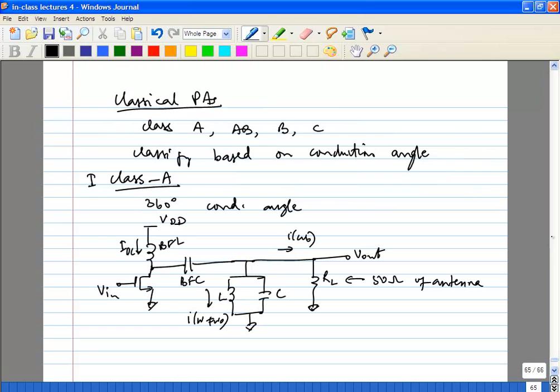So what happens when you have very large current? Yeah, you are right. So the current and voltage will definitely be out of phase. They will be out of phase. You are right.